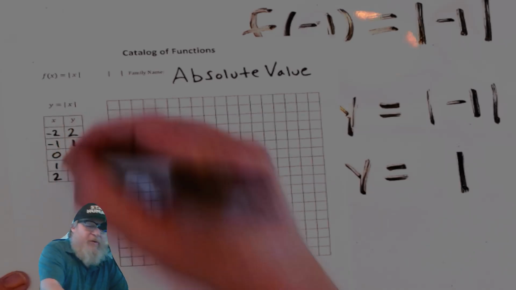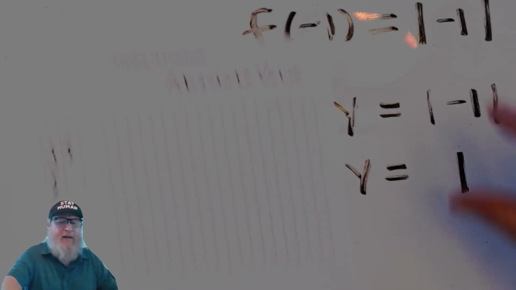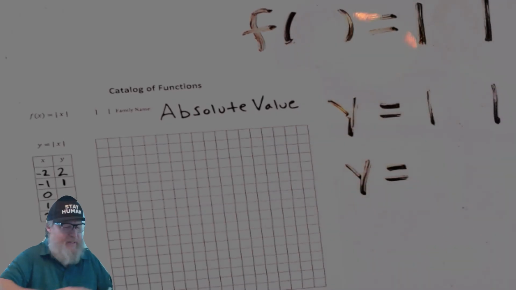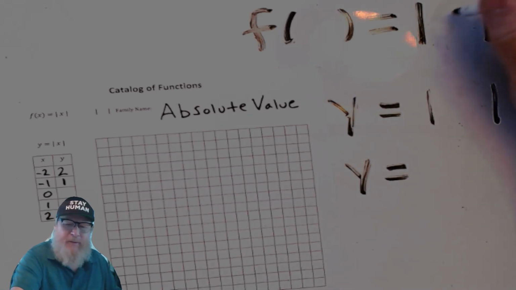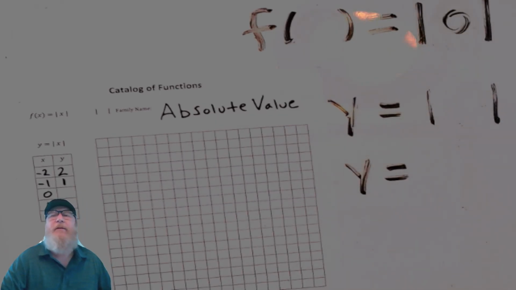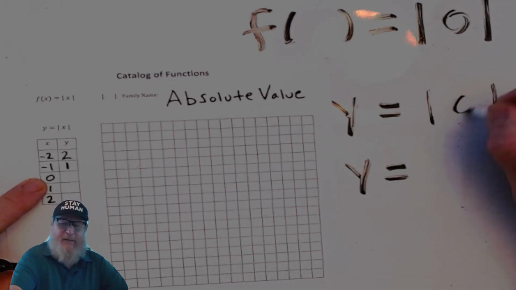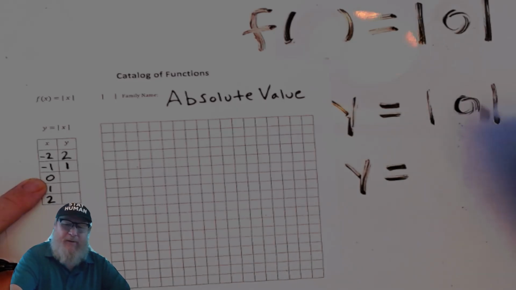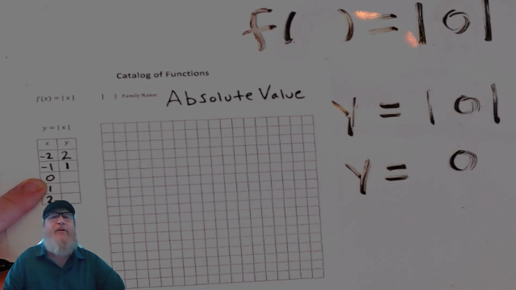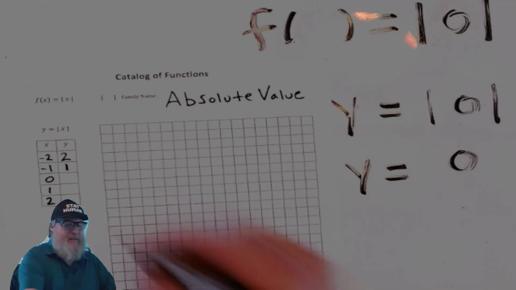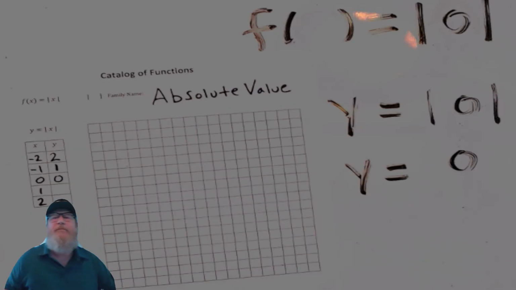So on and so forth. We're going to keep plugging in values for x. My next input will be 0. Plugging in 0 for my input. 0 is a very special number. It's neither negative nor positive. So when you take the absolute value of 0, it is still 0. There you go.